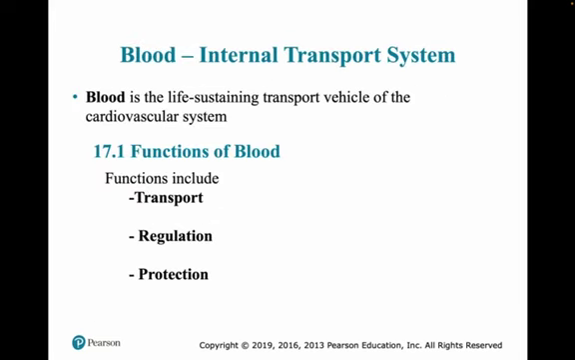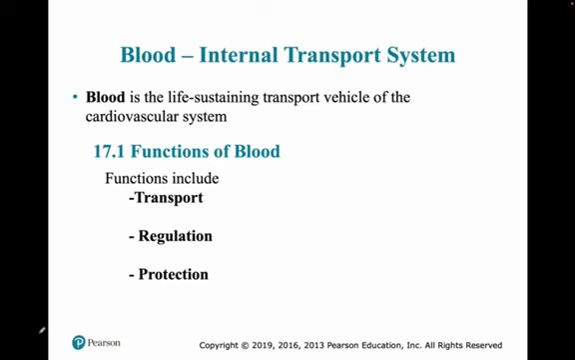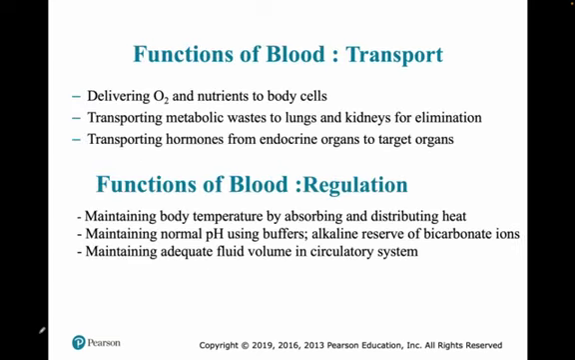So what is blood? Blood, like we know, is our internal transport mechanism. It's a fluid system, a part of the cardiovascular system, a life-sustaining internal transport mechanism. We cannot survive without blood. So when we talk about the functions of blood, there are three types of function that blood can do for us. First of all, obviously transport. Secondly, it can regulate certain things, and then it also offers us protection from some things. So when we talk about transport, what does it transport?